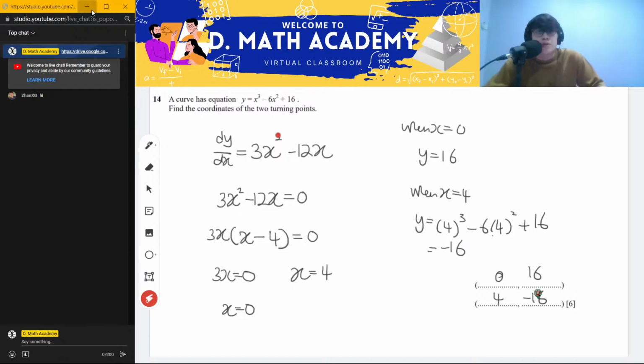Okay, these are the 2 turning points that they were looking for here. Okay, that's how you end up with 6 marks. Okay, so this is the end of your turning points, your derivative, your function graph.